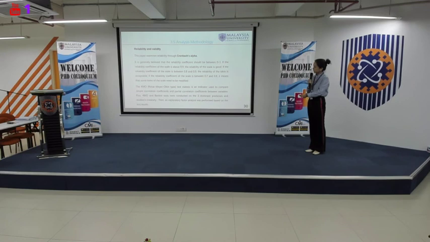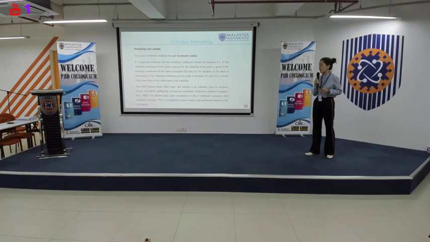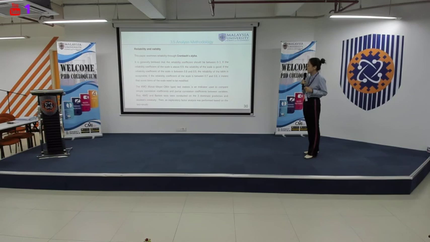Now this paper examines the reliability through Cronbach's alpha. It is generally believed that the reliability coefficient should be between 0 to 1. If the reliability coefficient of the scale is above 0.9, the reliability of the scale is good. If the reliability coefficient of the scale is between 0.8 and 0.9, the reliability of the scale is acceptable. If the reliability coefficient of the scale is between 0.7 and 0.8, it means that some items of the scale need to be modified.